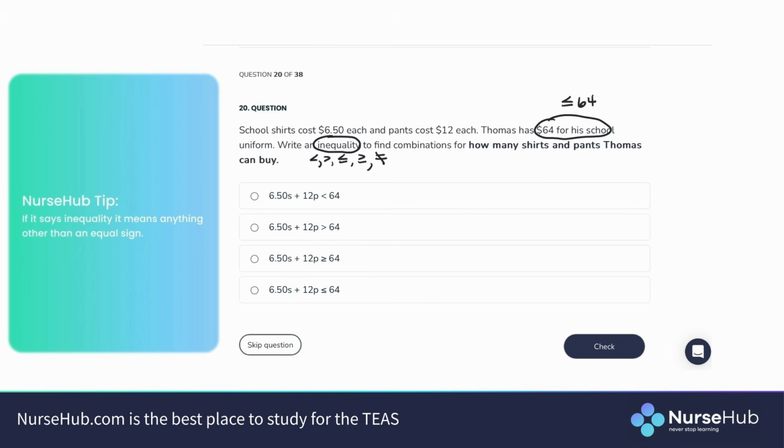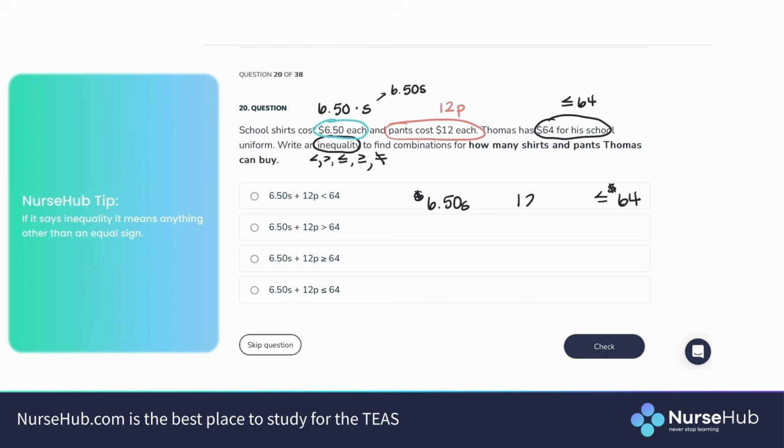Then I look at what I know about cost. So if school shirts are $6.50 each, what is the relationship between how many school shirts you buy and the total cost? It's multiplication. So $6.50 times how many shirts I buy, is really just 6.50s. So I'm going to bring this down here, 6.50s, and we know it has to be less than or equal to $64. If you want to include the dollars, great. And we know that pants cost $12 each, the exact same relationship. So this should be 12 times the number of pants.